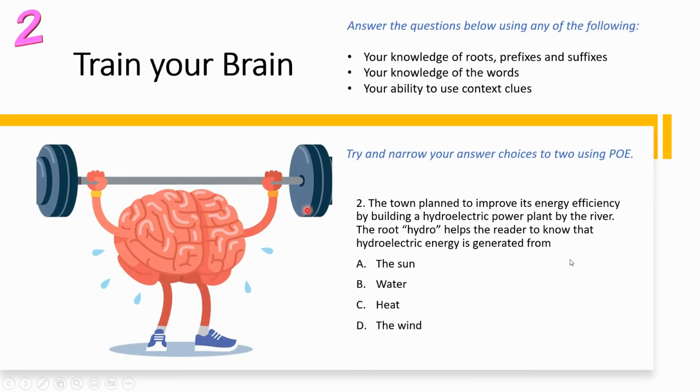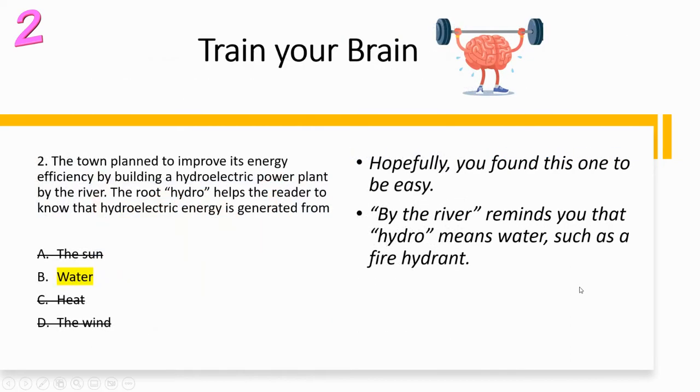Number 2, try and narrow your answer choices using POE. The town planned to improve its energy efficiency by building a hydroelectric power plant by the river. The root hydro helps the reader know that hydroelectric energy is generated from: A, the sun; B, water; C, heat; or D, wind. So using POE, the process of elimination, we can find this one hopefully to be easy. So by the river means that hydro means water, such as fire hydrants.